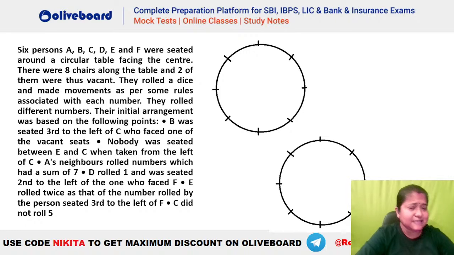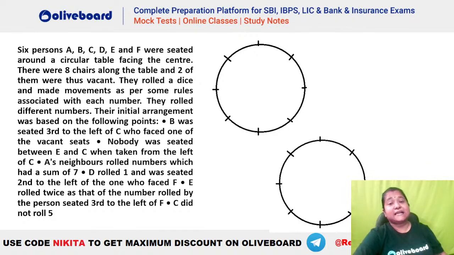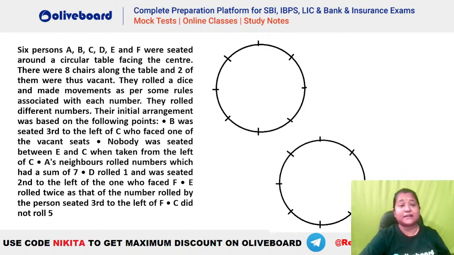Chalo, let's do one thing. Let's try to do it together. Let's see how this particular question can be done here. So we have to make the initial arrangement and then we will find the numbers, and based on the rules associated with the number, we will make the final arrangement here. So let's first make the initial arrangement.